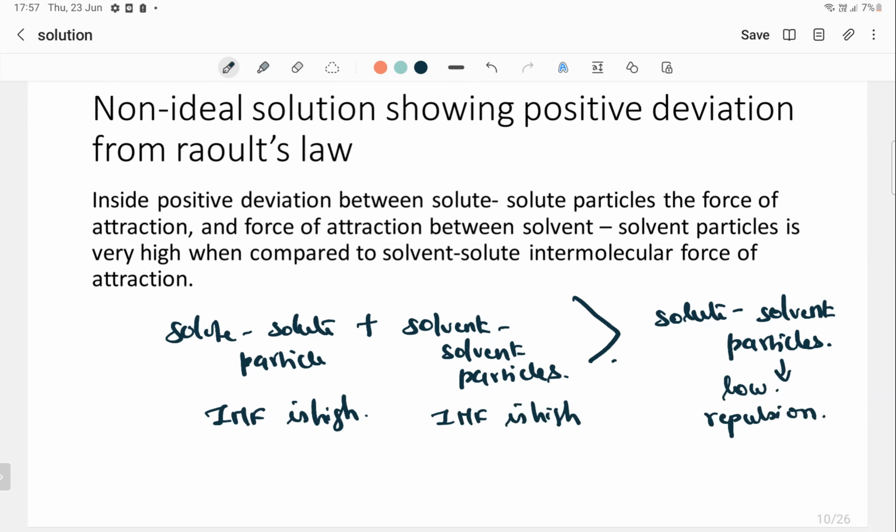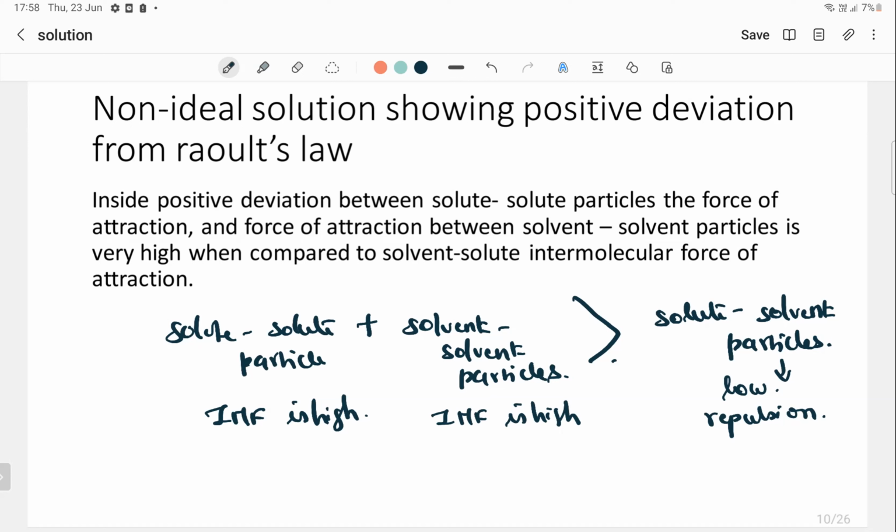See, if your solute and solvent are both facing more repulsion, can they easily form vapors or not? Yes. How is the formation of vapors easy? When is the formation of vapors easy?